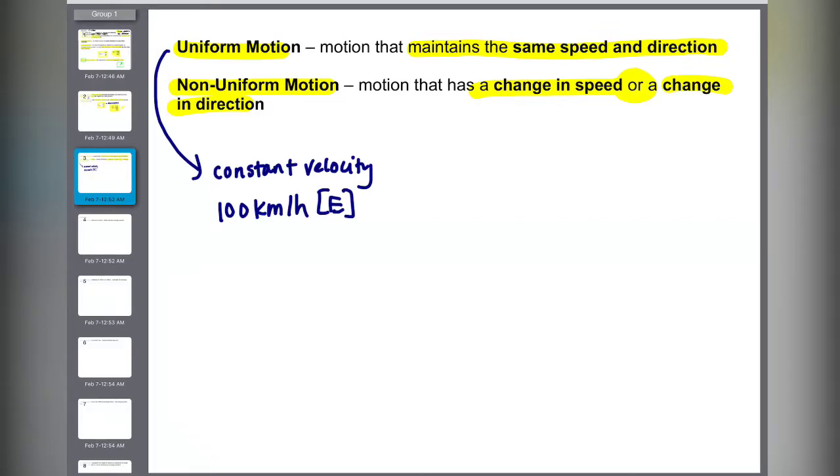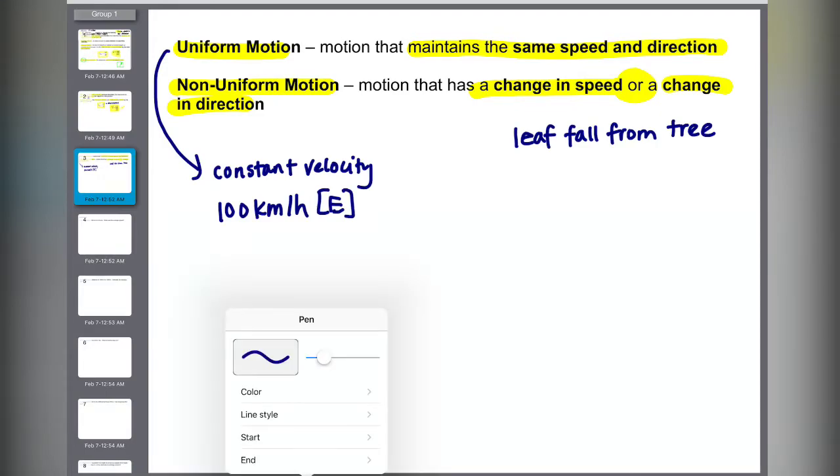It's classification. I give you a whole bunch of stuff. If I say, I have a leaf that is falling from a tree, is that uniform motion or non-uniform motion? Yes, it's going down. The direction is going downwards. But don't forget there is acceleration due to gravity. So I'm actually not going at the same speed. So this one is actually a non-uniform motion.